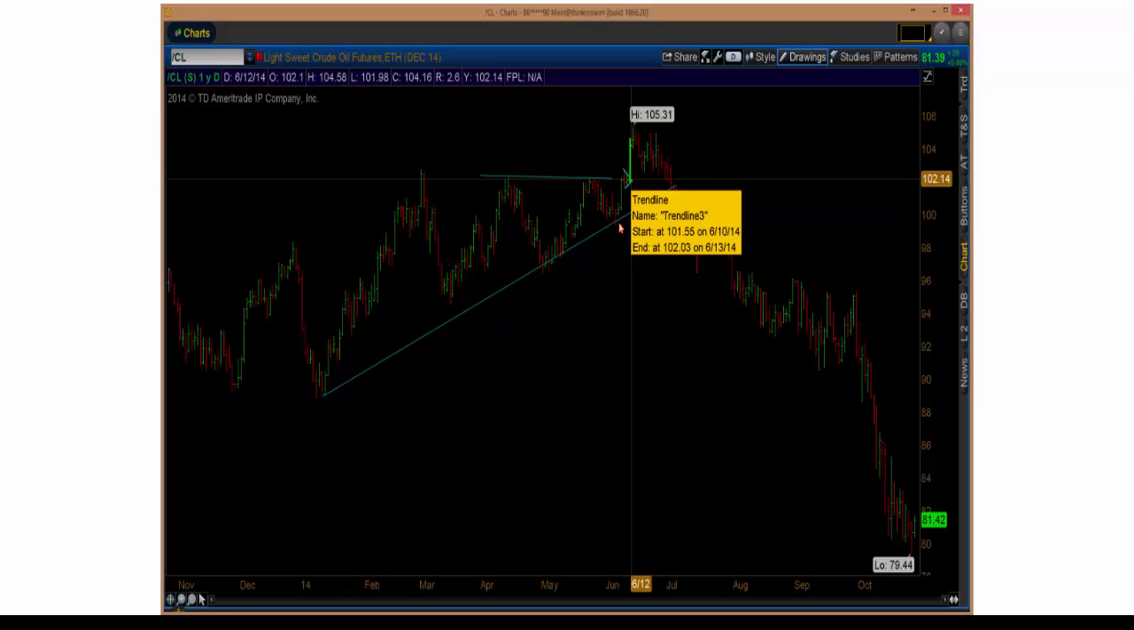All right, so this continuation triangle gets fulfilled. Now, if we're going to add to the position, I'm going to take a chance to buy it right outside when it breaks here. And in this particular situation, it breaks very, very well to the upside. We never look back.